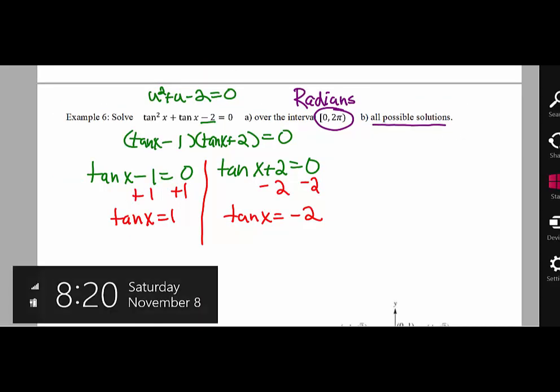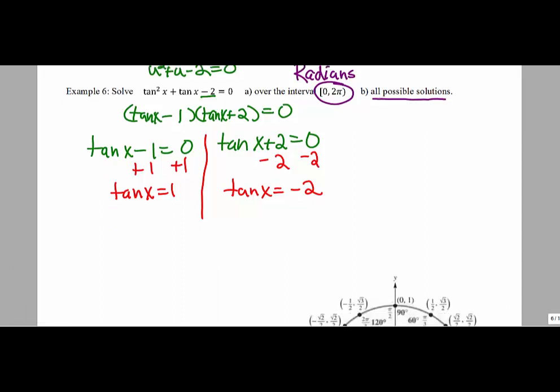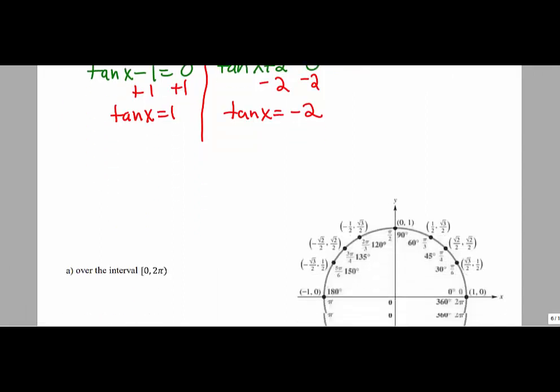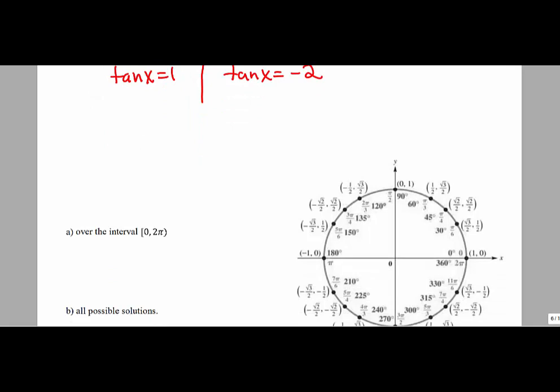Now, working with our unit circle, we're looking for tangent x is equal to 1. We're looking in quadrant 1 and quadrant 3, where x and y are exactly the same. Remember that tangent x is sine divided by cosine, or y divided by x. If I divide the y value by the x value and they are the same, then we get +1.